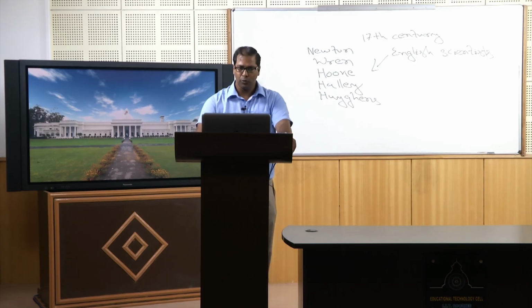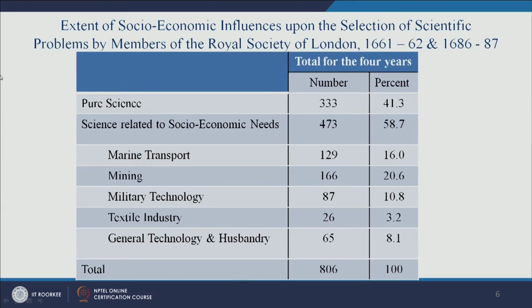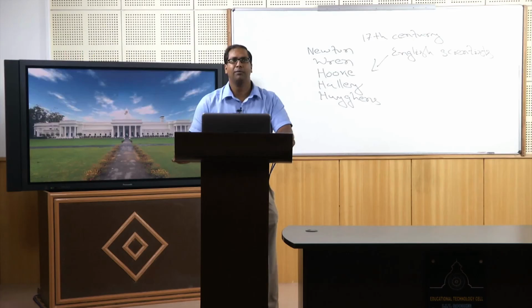Now, if you look at this table, this is a table shown by Robert Merton to show the extent of socio-economic influences upon the selection of scientific problems by members of the Royal Society of London. The periods mentioned here are 1661-62 and 1686-87. Why has he chosen these two particular periods? Because the data for them was easily available to him.